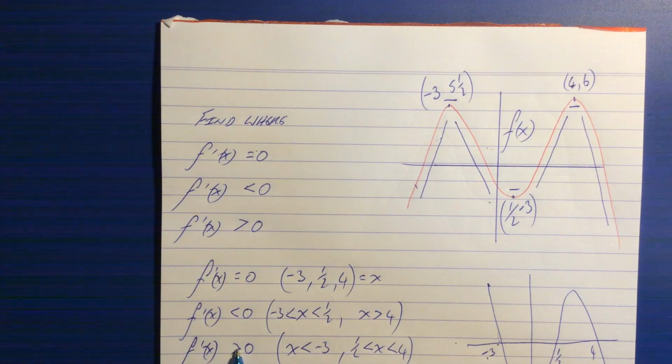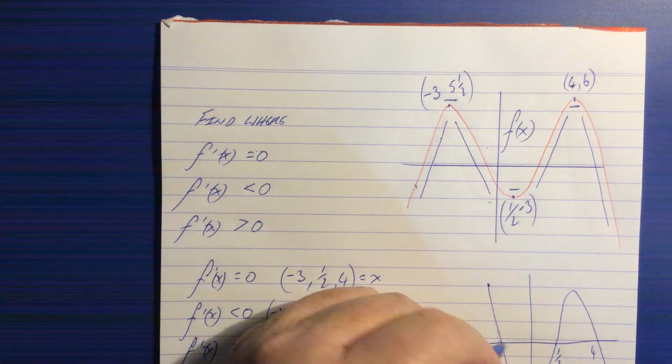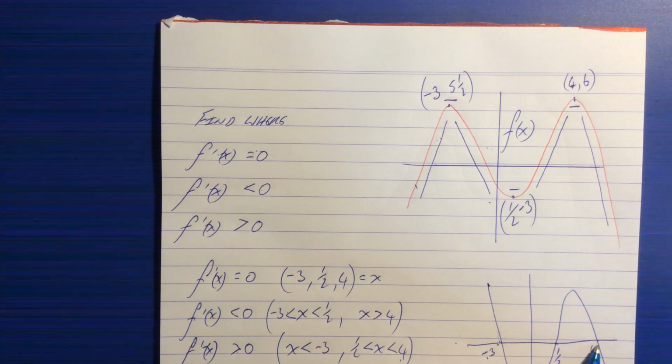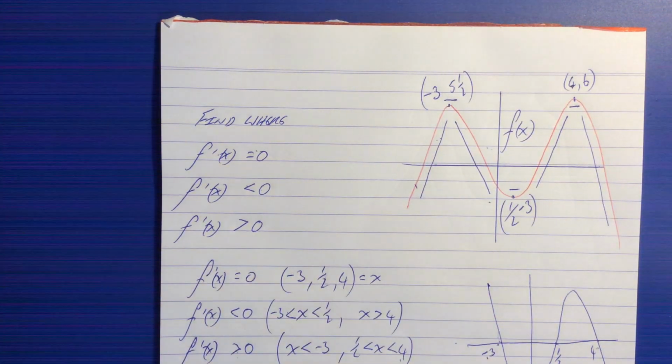So that satisfies this. It also satisfies this, where it is between 1/2 and 4. And where it's negative is between -3 and 1/2, which you see there. And where it is equal to 0 is here, here, and here. This derivative function graph tells us what these turning points are.